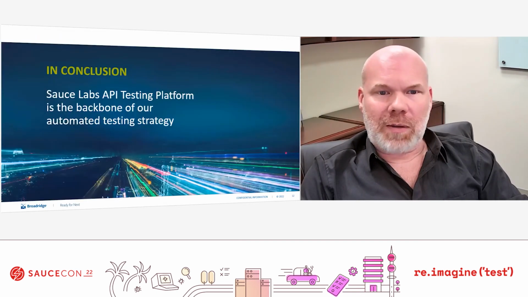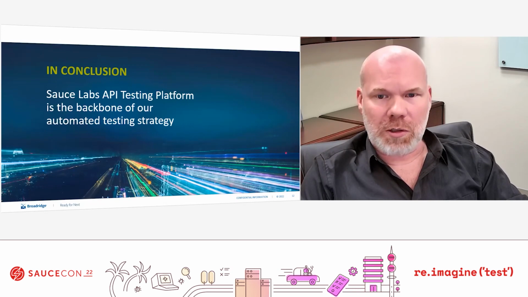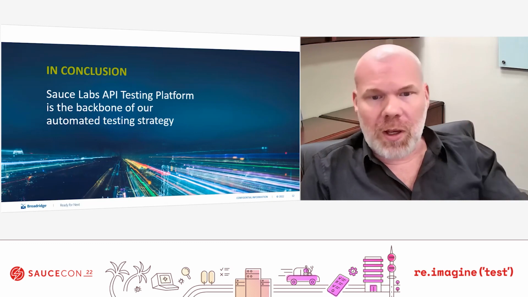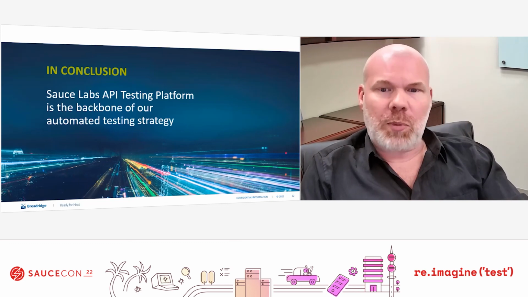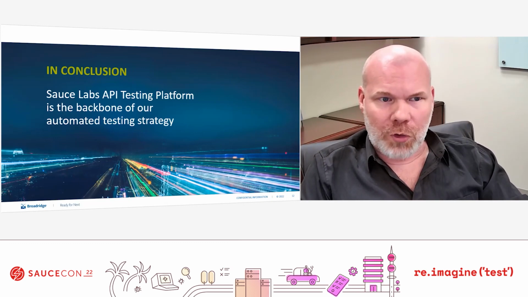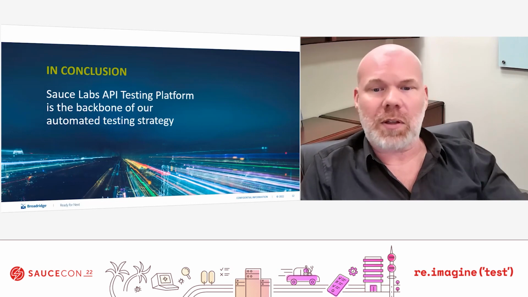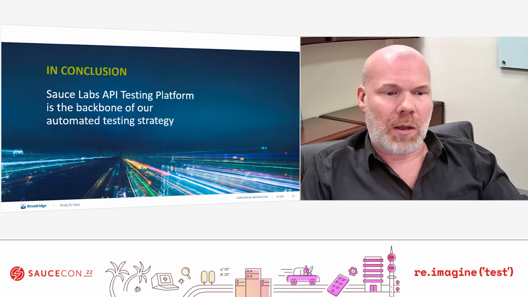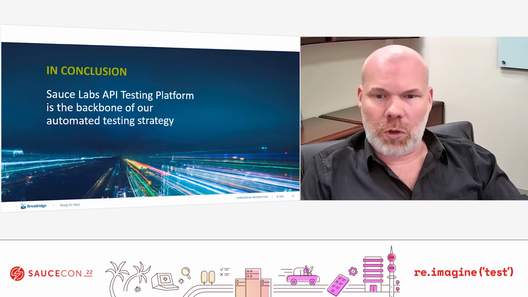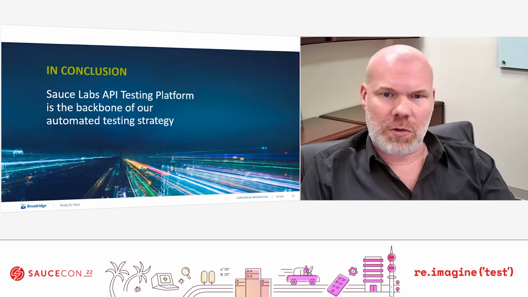So in conclusion, the Sauce Labs API testing platform really is the backbone of our automated testing strategy. We're driving it as an API-based platform. We drive those API tests first, but like I said, UI tests, file-based tests, everything is loading in there and going from there, and we're able to view and see all of our data historically.